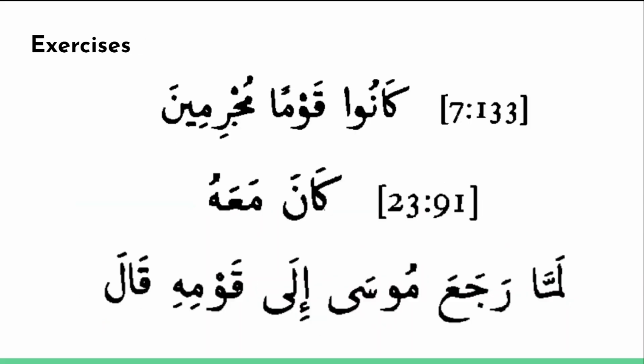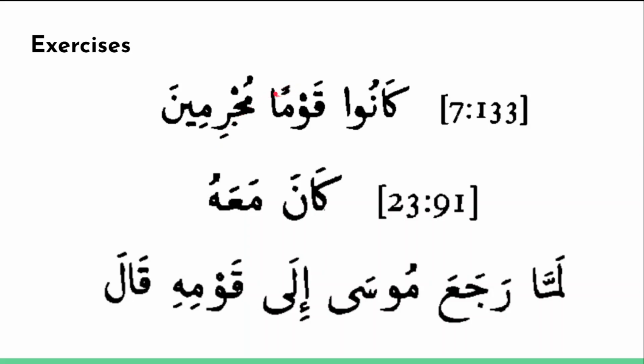So in this lesson, we've covered both kana and qala, the two most important irregular verbs that you'll see in the Quran. Let's do a few exercises to practice that. The first one, كانوا قوما مجرمين. So كانوا means they were, قوما a people, مجرمين. So مجرم means criminal. So مجرمين is the masculine plural of مجرم. So they were a criminal people.